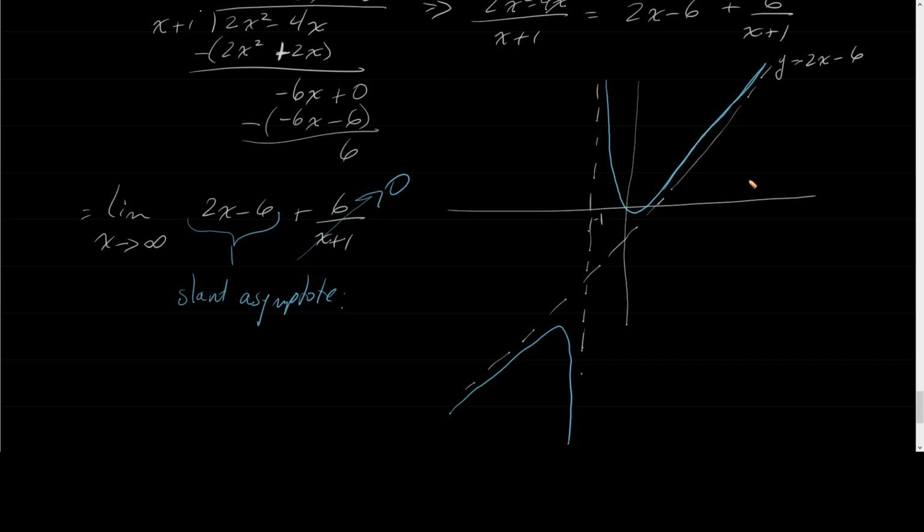Notice that as x gets bigger this way, we're going to get closer and closer to this slant asymptote. Similarly, this way, we end up closer and closer to this, because overall this 2x minus 6 is really again deciding the value of the function.